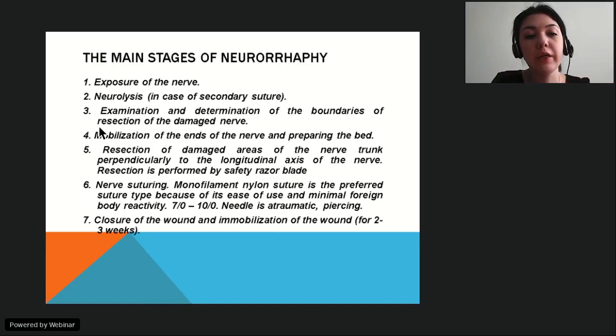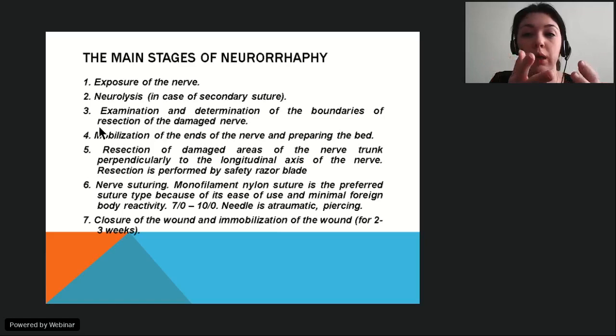Then resection of damaged areas of the nerve trunk perpendicularly to the longitudinal axis of the nerve. And once again, as well as neurotomy, this stage of neurorrhaphy, any incision of the nerve is performed by safety razor blade. Then nerve suturing. Usually we use monofilament nylon suture. It is the preferred suture type because of its ease of use and minimal foreign body reactivity. We were talking about it.